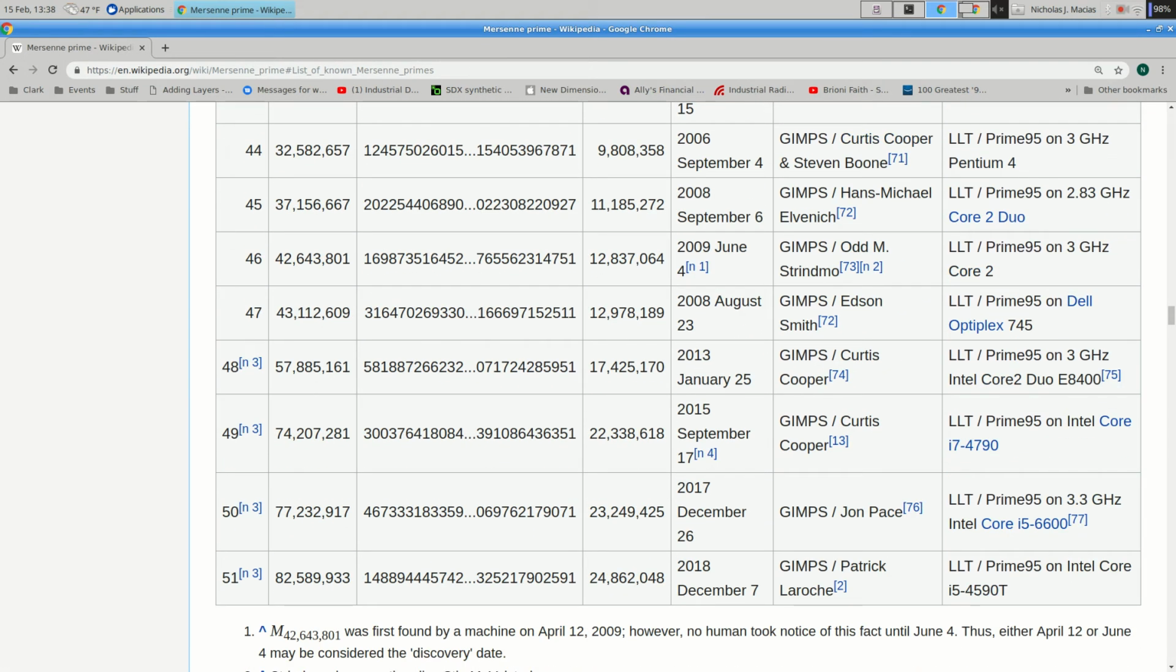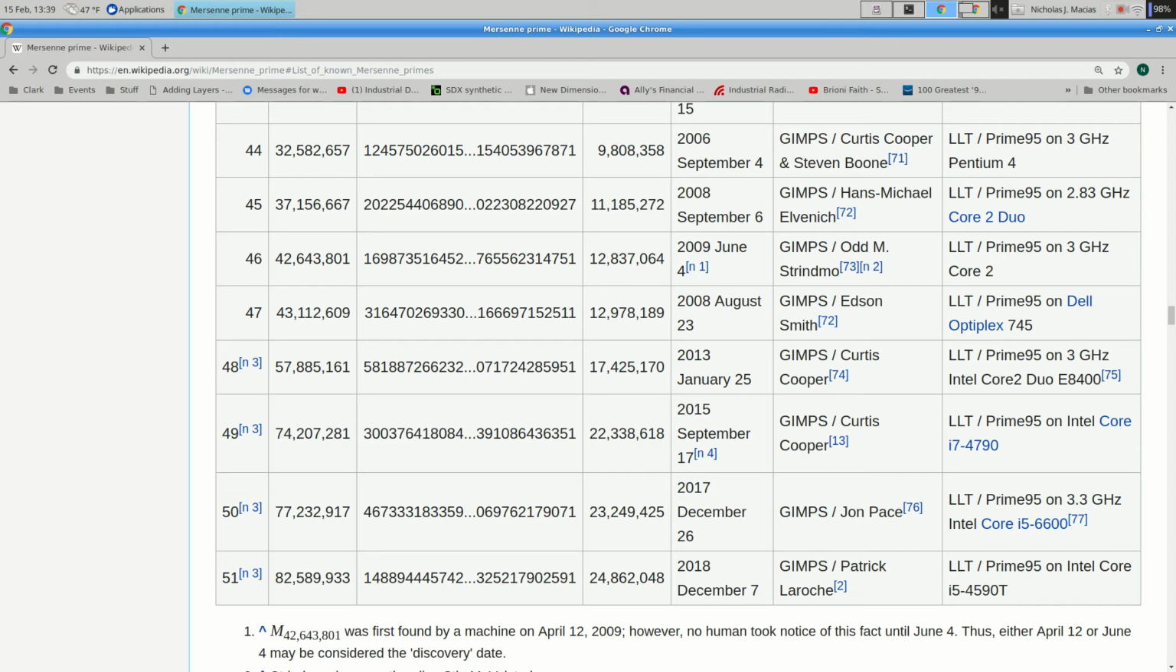There are research grants if you find certain numbers in certain categories, since there are variations of primes. On December 7th last year, a 24 million digit number was found, the 51st Mersenne prime discovered, and it was done on an Intel Core i5. The LLT, the Lucas-Lehmer test, is what GIMPS is using.